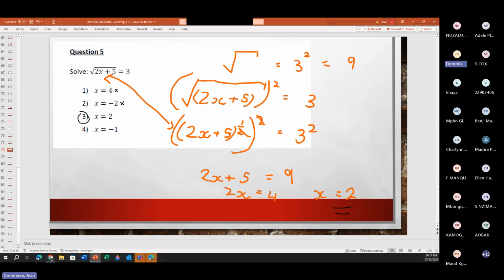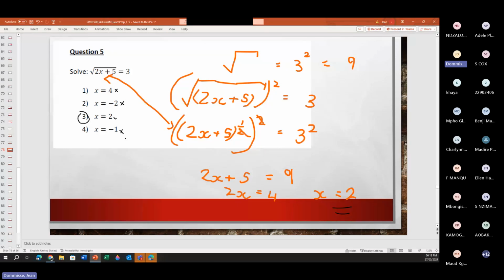Let's put in 2. 2 times 2 is 4, plus 5 is 9. Root of that, great, it works out. You can even try the last one and say, okay, minus 1 times 2 is minus 2. Minus 2 plus 5 is 3. Okay, the root of 3 is definitely not 3. So that cancels out as well, or it's not 1.